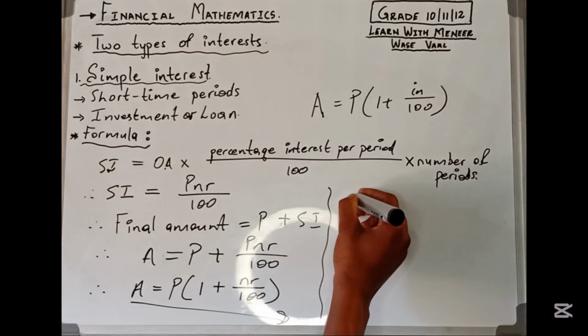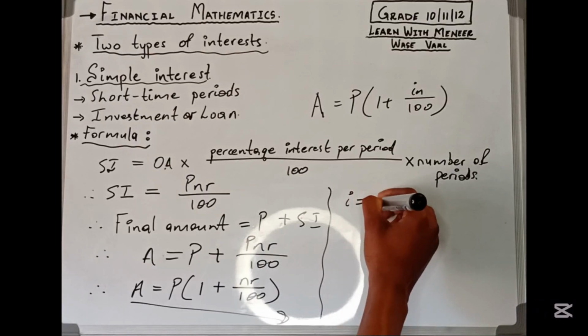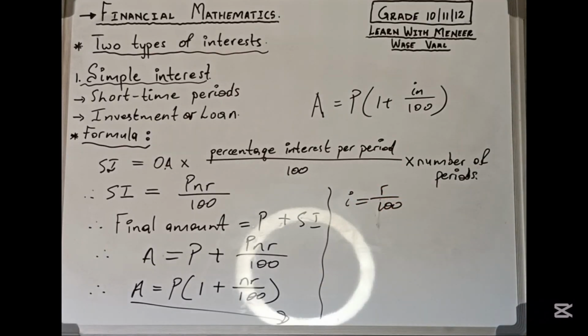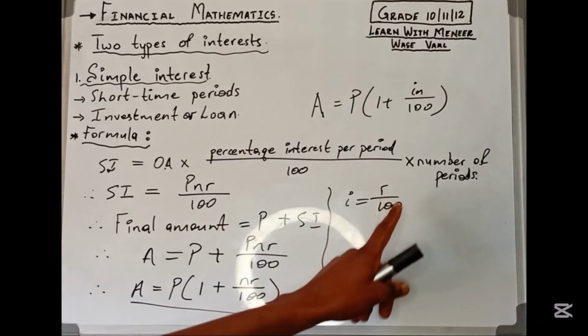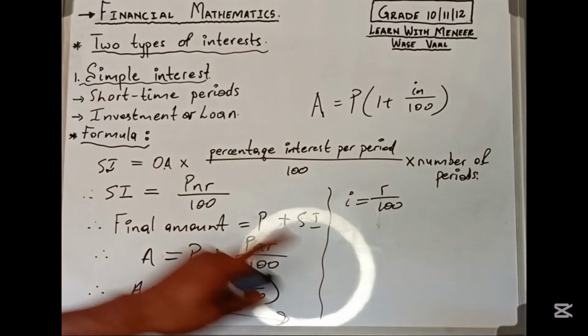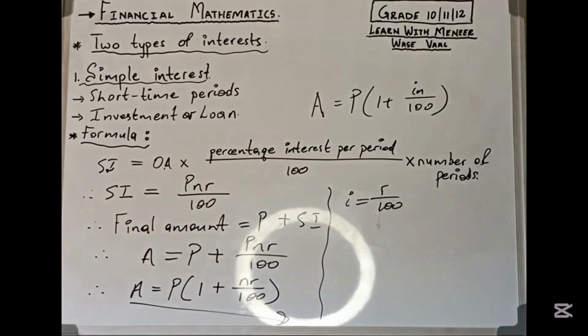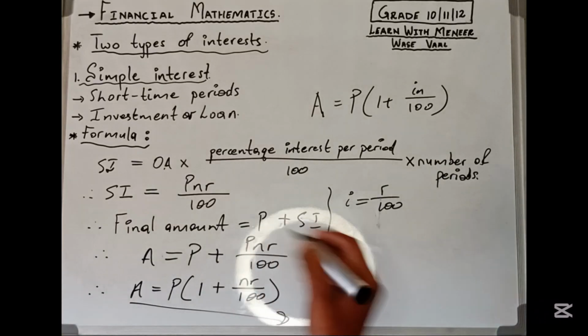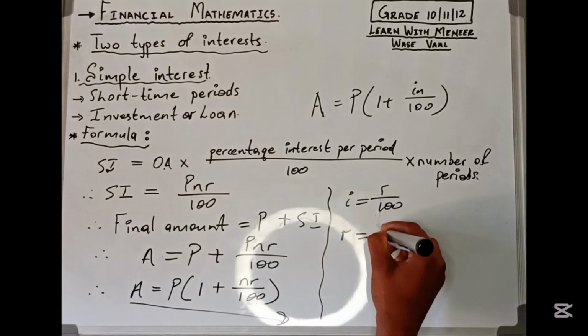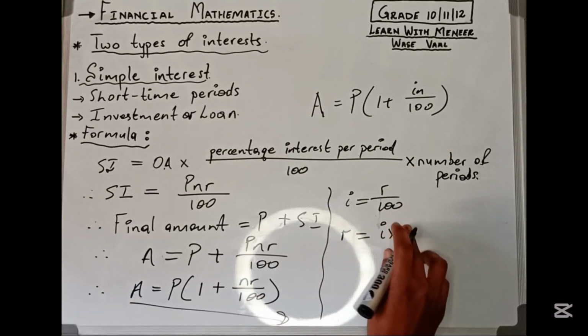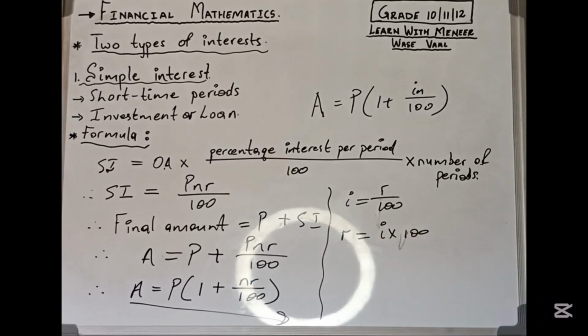For I, guys, I is equal to r divided by 100. So that means where we see I, we can put r divided by 100, whereby r is treated as what? Percentage interest per period, according to grade 8 and 9. But now, if you see r, that means we can put I multiplied by 100. I is still an interest rate, guys. I hope you're fine. So this is where the formula comes from, guys.